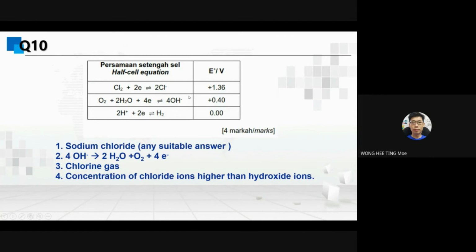So this factor only affects the anode, for chloride, bromide, and iodide only. These three, if the concentration is higher. Others like nitrate, fluoride, sulfate, it won't affect, even though the concentration is very high. Remember, only these three. If the concentration is higher, then it will selectively discharge. Okay, clear?